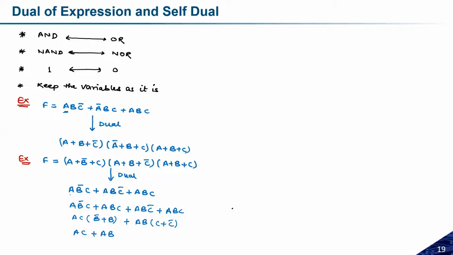One more thing, there are some functions where if I'm finding the dual, then the output becomes the same function whatever it was before. So those kind of duals are called self dual. So let us take some example on the self dual and try to understand what is the meaning of this one.